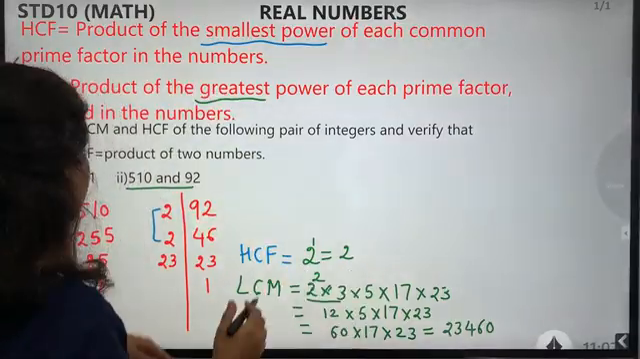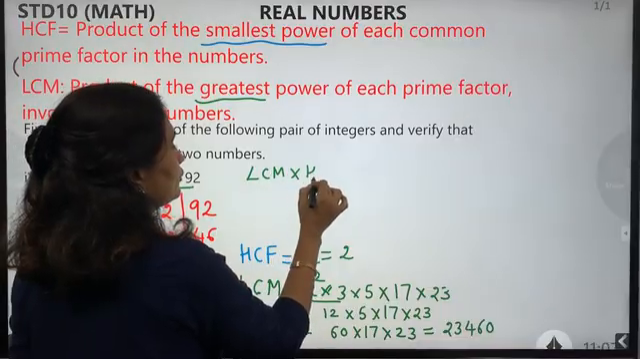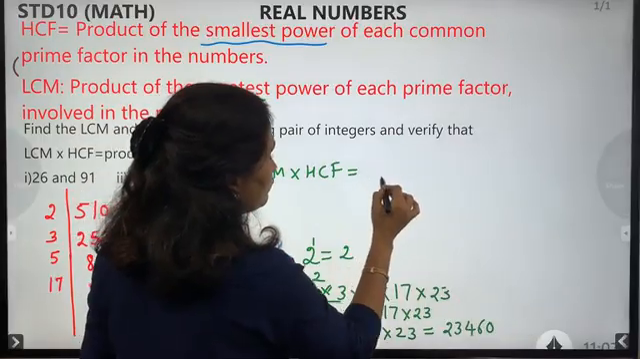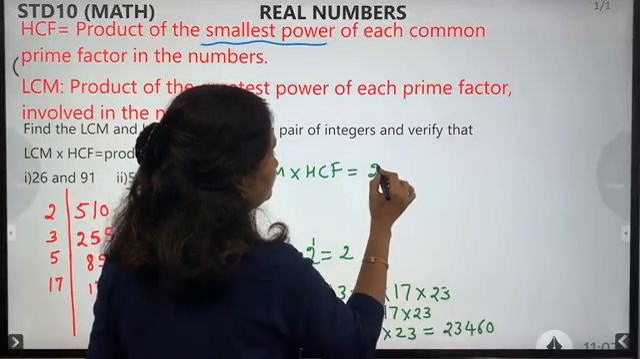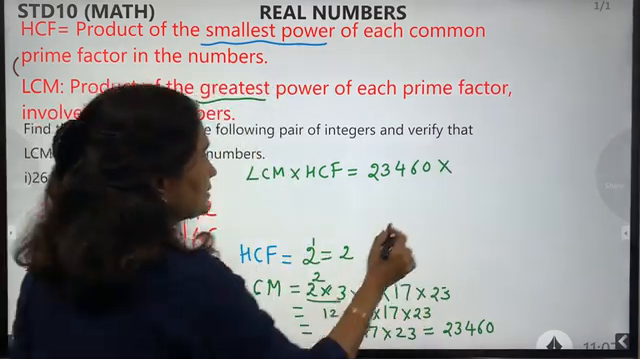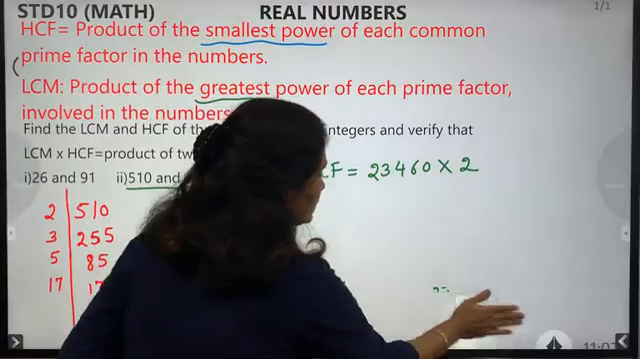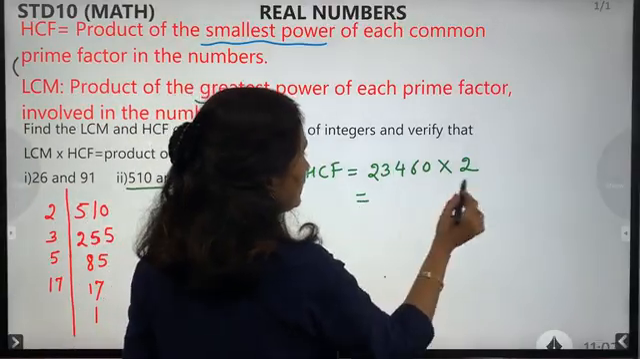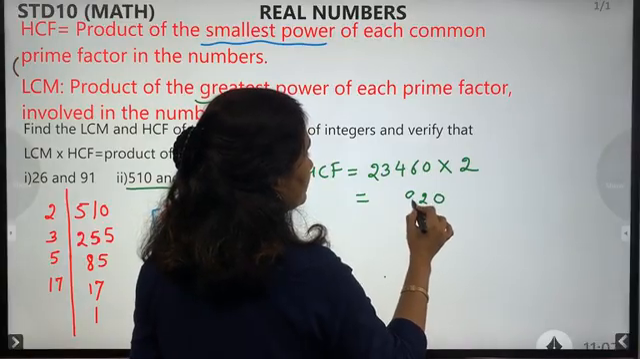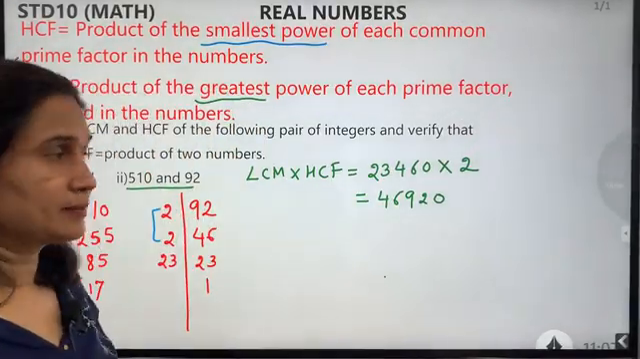Let us do the first part, that is LCM into HCF. So LCM into HCF will give me, LCM was how much children? 23460 and multiplied by HCF was only 2. So that is easy. So let us see what is the product. So product will be, you can do it mentally, 2 zeros are 0, 6 twos are 12, carry 1, 4 twos are 8, 1 9, 3 twos are 6, 2 twos are 4. This is the product of LCM into HCF.